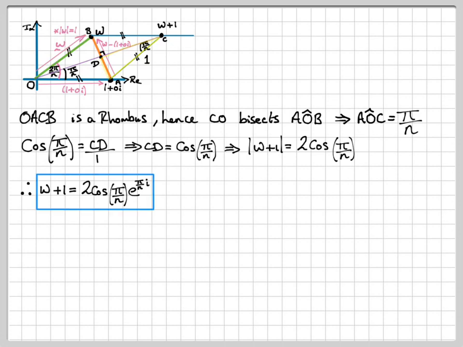Okay, so if I want to write down the complex number for w plus 1, I now know what its magnitude is. It's 2 cos pi over n, and I can see on the diagram what the argument is. It's just pi over n radians. So if I put all that together, you'll get the results as you see in this blue box.